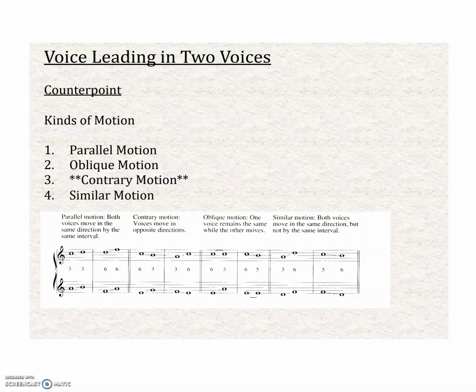Number 3, oh my goodness, there's stars there. Contrary motion, because contrary motion is the most important kind of voice leading motion. If you always move in contrary motion, you will not get in trouble. Contrary motion is when the voices move in opposite directions. You can see in the first example that the top voice is going to move down and the bottom voice is going to move up, and it sounds like this. So they've moved in opposite directions.